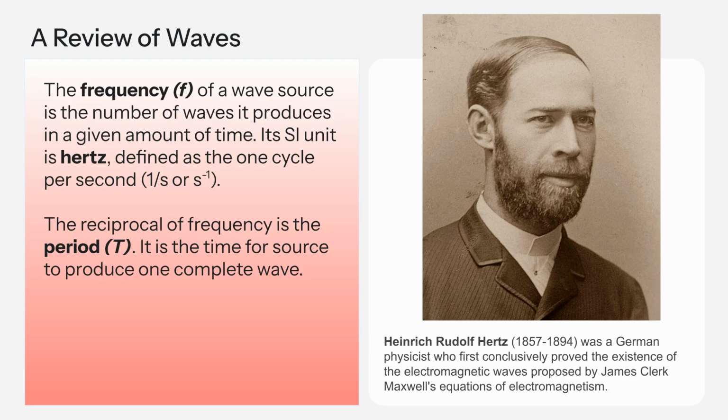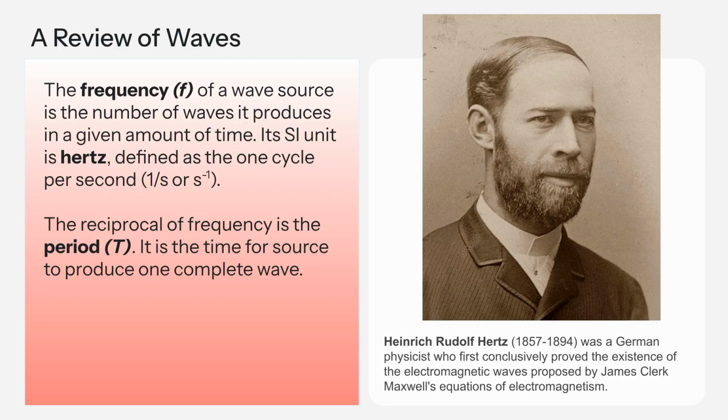To build our mathematical model of waves, we must understand frequency and period. The frequency of a wave is the number of complete cycles a wave source produces per second. The standard unit for frequency is the hertz, which is defined as 1 cycle per second. The reciprocal of frequency is the period, which measures the time it takes to produce one complete wave cycle. These concepts were demonstrated by German physicist Heinrich Hertz, who first proved the existence of electromagnetic waves.